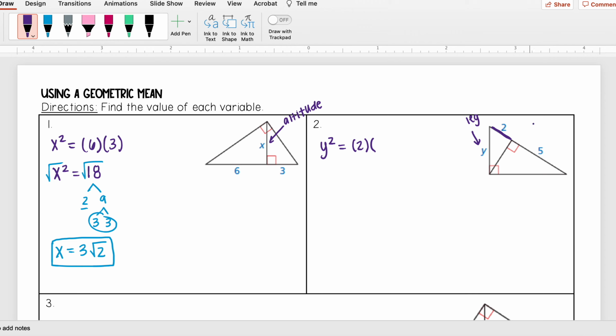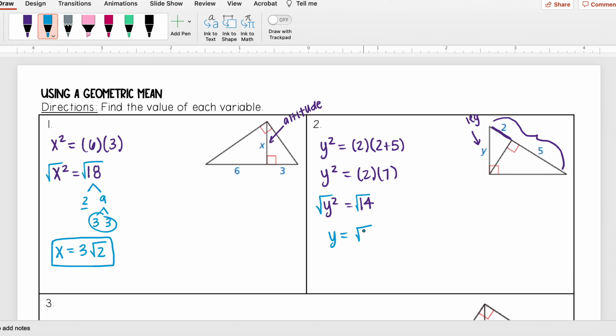times the entire length of the hypotenuse. And to find that entire length, that's just going to be 2 plus 5. So y squared is going to equal 2 times 7. 2 times 7, I get 14. And then when I take the square root of both sides, 14 can just be broken into 2 and 7, so I can't reduce it anymore. So that means that y is just going to equal the square root of 14.